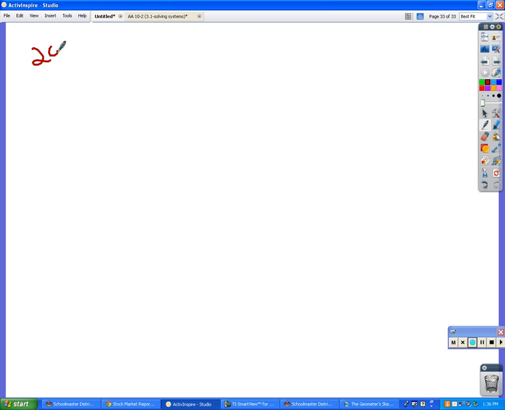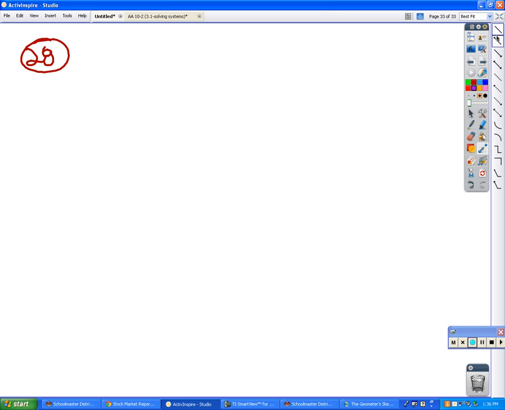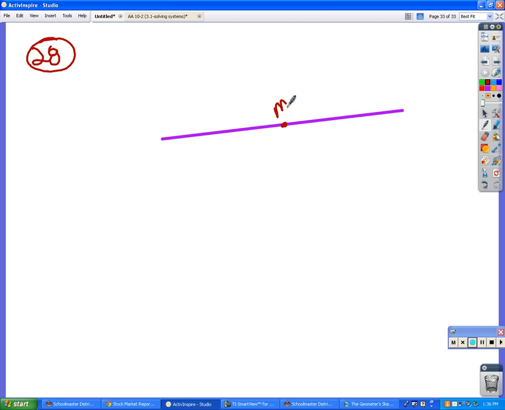Okay, 28. A midpoint divides a segment into two congruent segments. So let's make a little sketch of that. So here's my midpoint, and there are my two congruent segments. Point M divides segment AY into two congruent segments, AM and MY. What conclusion can you make?